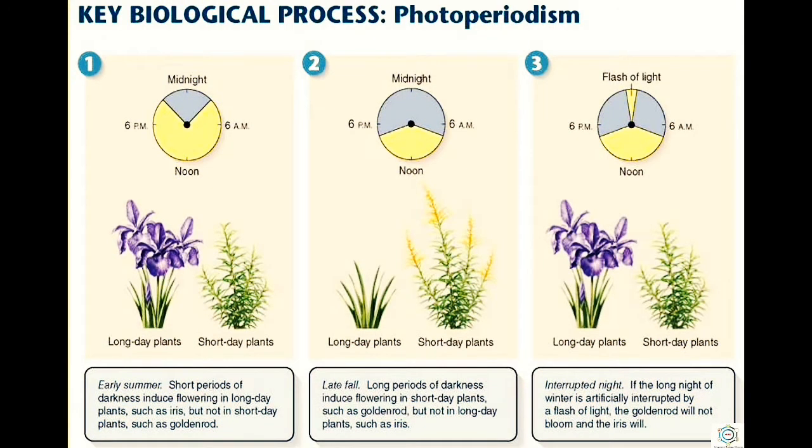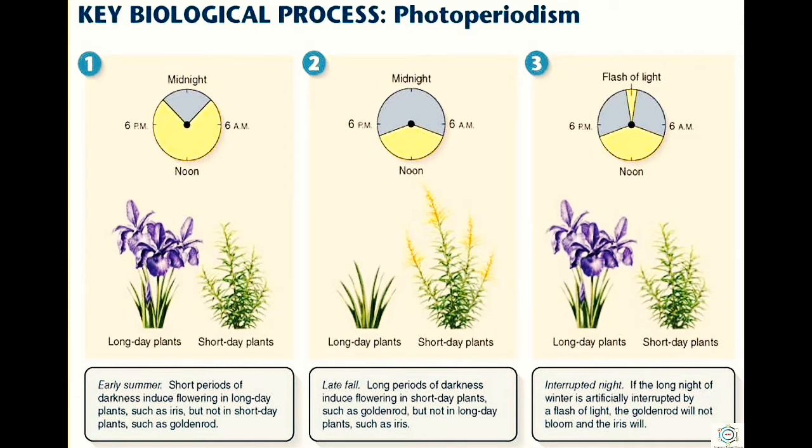Now, let's see some key biological processes, that is photoperiodism. So the first one, that is long day plants and short day plants. In early summer, short periods of darkness induce flowering in long day plants such as iris, but not in short day plants such as goldenrod. In late fall, long periods of darkness induce flowering in short day plants such as goldenrod, but not in long day plants such as iris.